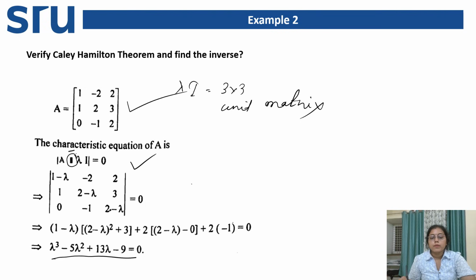In the place of lambda, you put A. So you get this equation, A cube minus 5A square plus 13A minus 9I equal to 0.